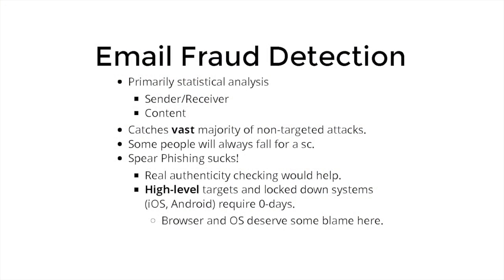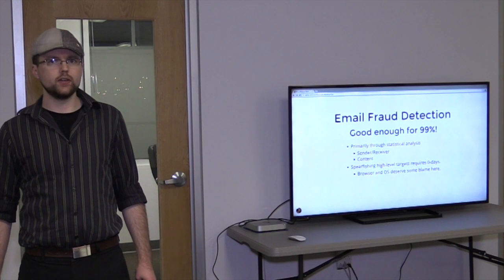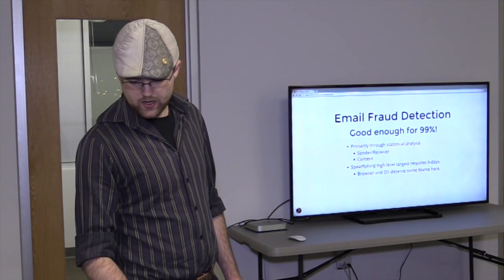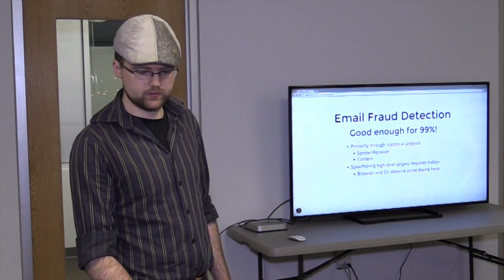So if we break this problem down, we can start with authenticity and fraud detection as one major component. Email fraud detection is really pretty good. It's good enough 99% of the time. It's done primarily through statistical analysis of the sender, the receiver, and the content. And even spear phishing of a high-level target, like the RSA attacks that happened, required a few 0-days. Browsers and OSs deserve some blame for this. But it's pretty good.